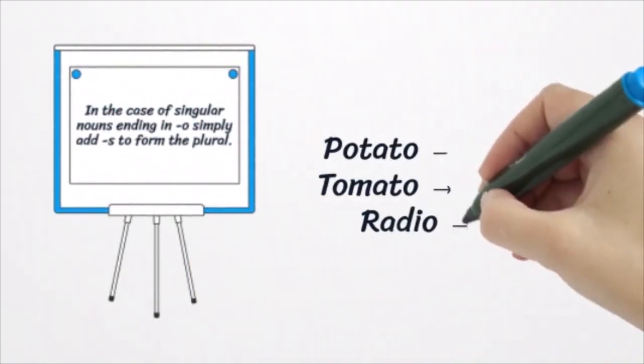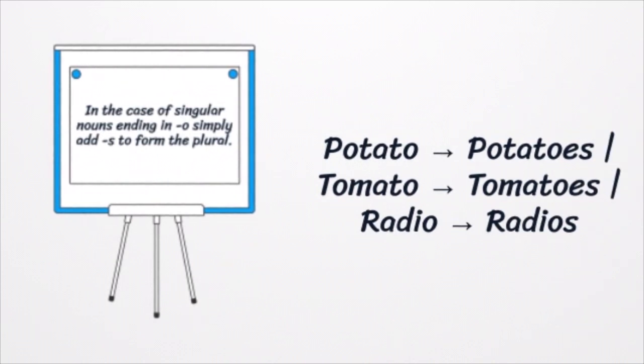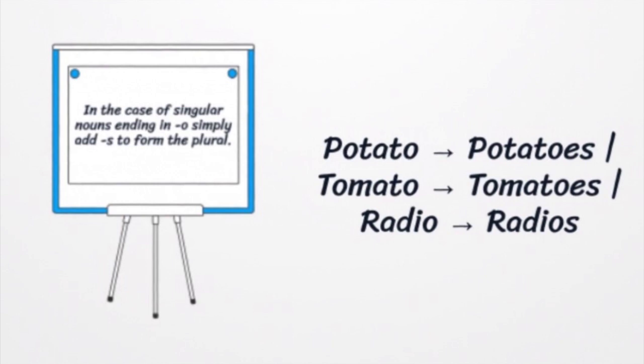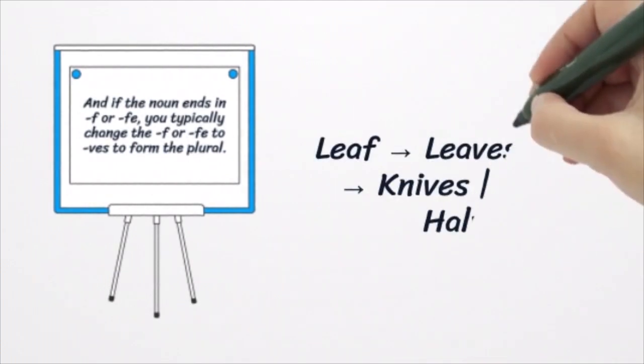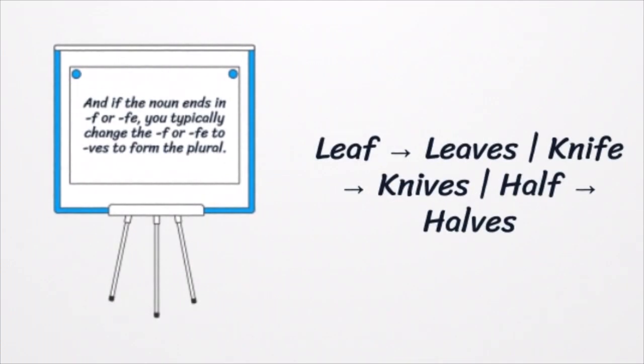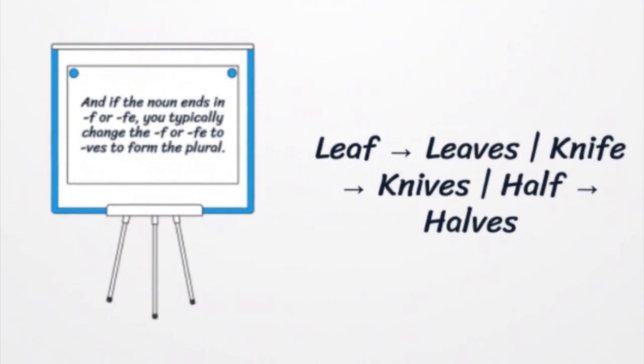In the case of singular nouns ending in o, simply add s to form the plural. For example, potato potatoes, tomato tomatoes, radio radios. And if the noun ends in f or fe, you typically change the f or fe to ves to form the plural. For example, leaf leaves, knife knives, half halves.